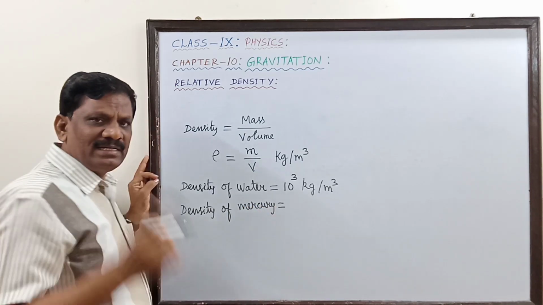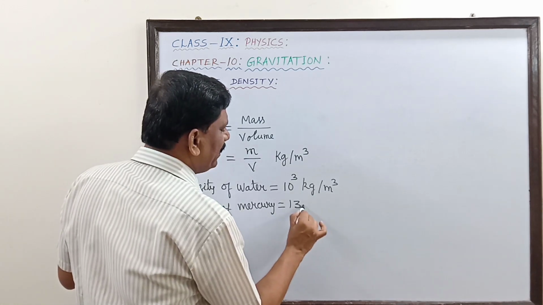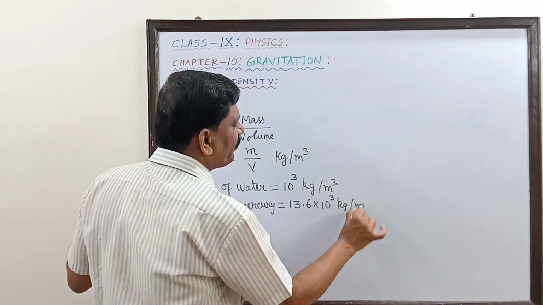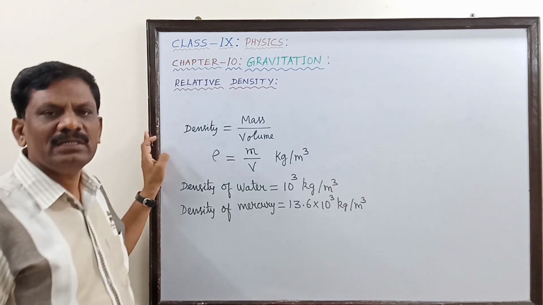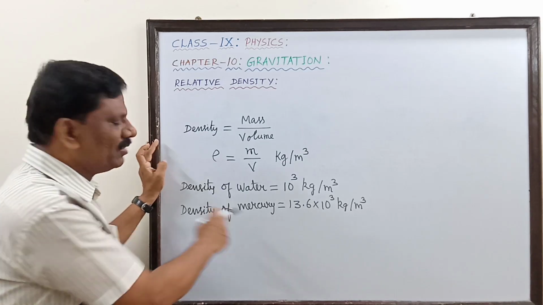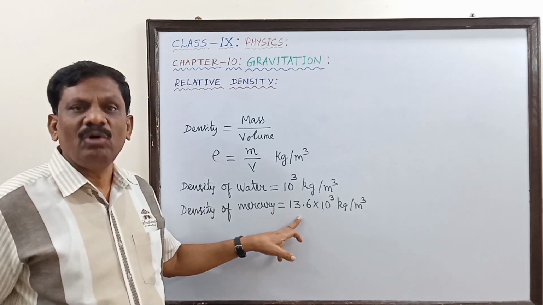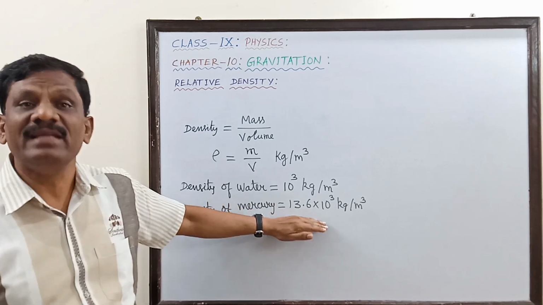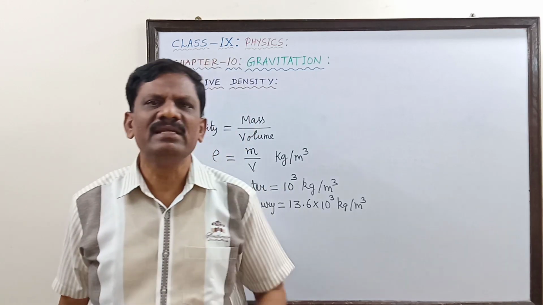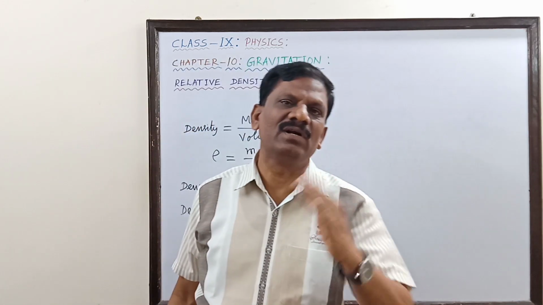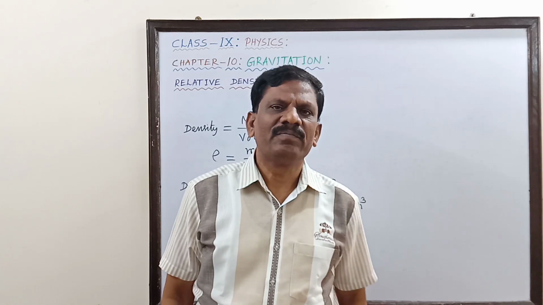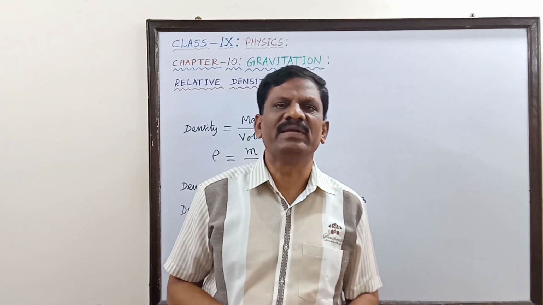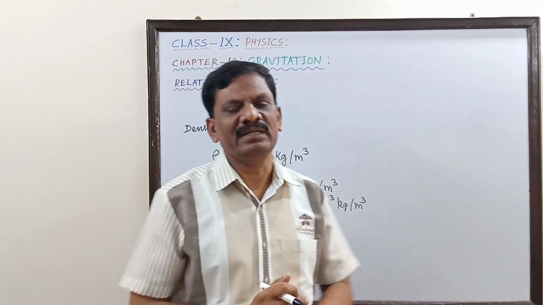So what is the density of mercury? It is 13.6 into 10 to the power of 3 kilogram per meter cube. Okay. So which is heavier, water or mercury? Mercury is heavier. How many times than that of water? 13.6. It is heavier or denser. So mercury is 13.6 times denser than water. How did I know? By comparing the density of two substances. This comparison of density is called relative density.